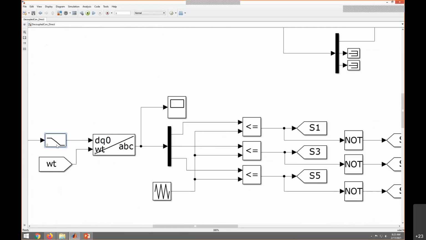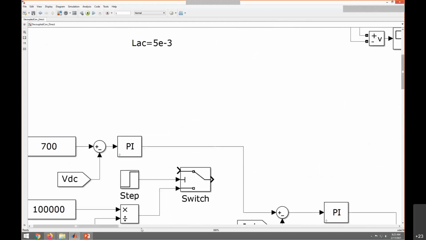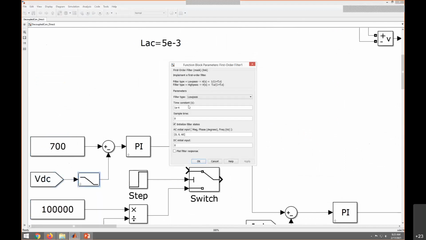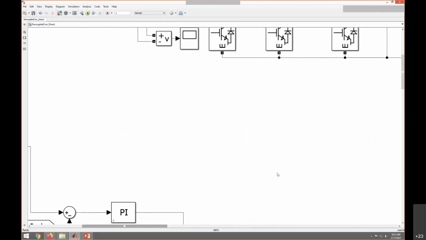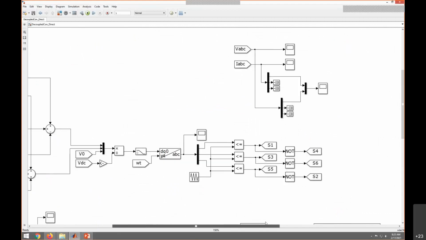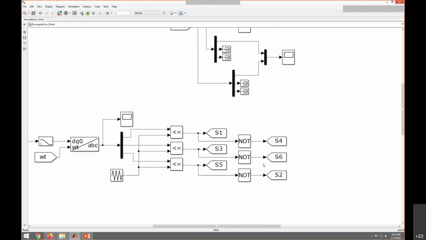We can also connect a low pass filter in the Vdc measurement, to make sure that the ripples are not present on the DC voltage. These low pass filters reduce the ripples, but if you use a large time constant, it will make the performance sluggish. So these are the modulating signals in the ABC reference frame.